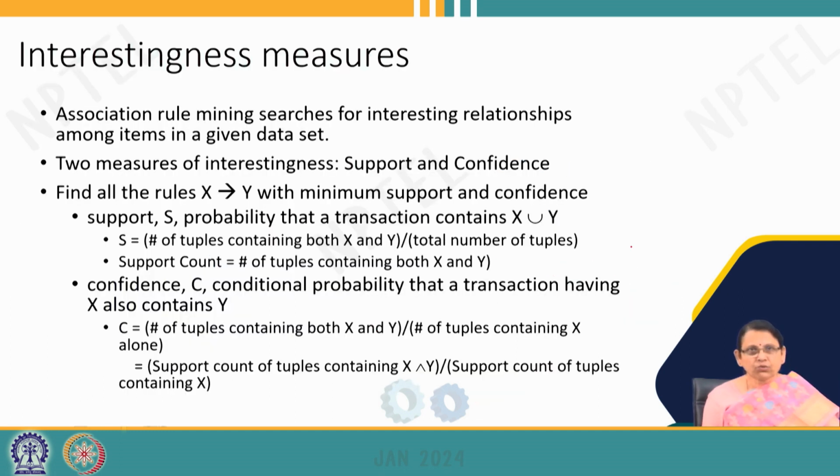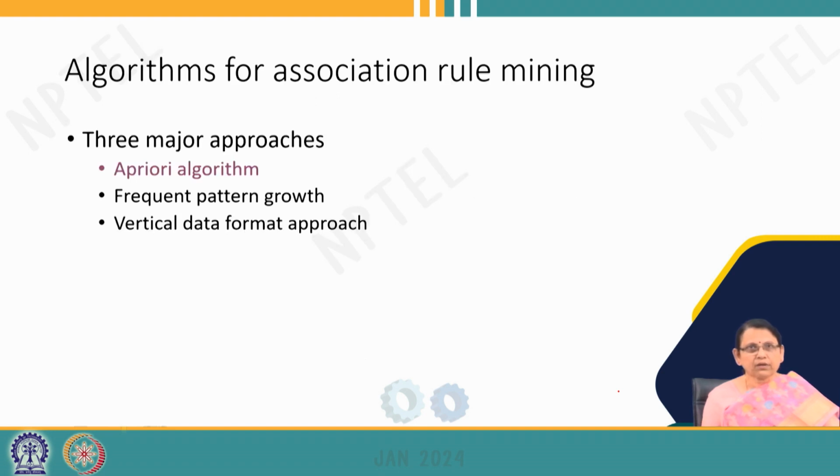So, about these 2 I was talking. These 2 are the interestingness measures, support and confidence. So, this support is the probability that a transaction contains both the items X and Y, and the confidence is the conditional probability that I have already explained. So, this is how it is to be computed, and that computation procedure also I have shown with respect to that particular example.